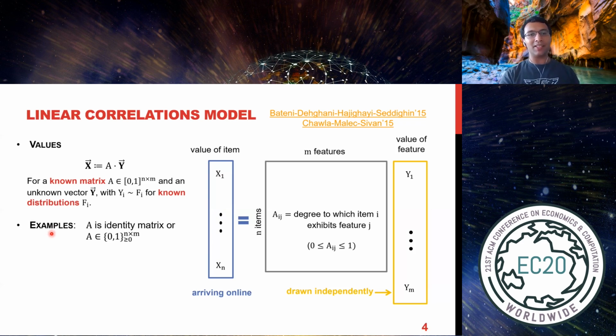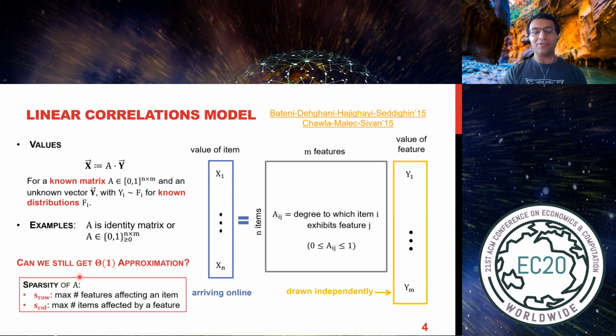As examples, if A is the identity matrix, you basically go back to the prophet inequality problem, because xi equals yi, and it's independent because all yi's are independent. But there are other models as well, like what if this matrix A is just a 0-1 matrix, which means an item is either affected or not at all affected by a feature. One can study many of these variants. The question is, can we get a constant approximation in this setting of linear correlation, which is a limited kind of correlation, but still captures some interesting applications?